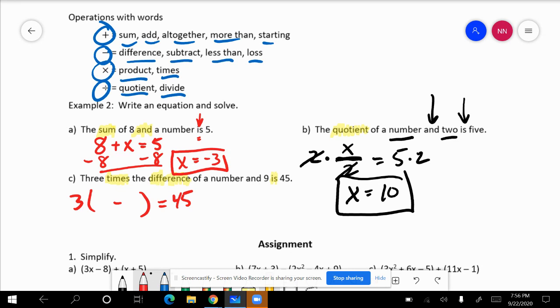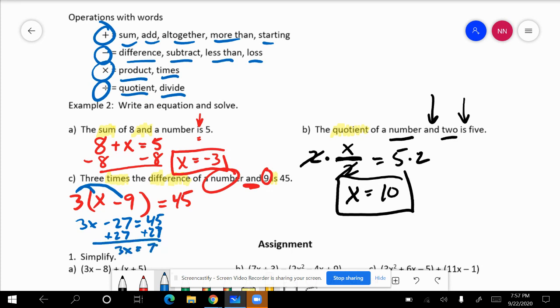Now, what are we subtracting? Remember, the and statement tells us. It says a number and 9. Order matters, so we put the number first and 9 second. Now, this is parentheses, so we know that we're going to distribute the 3 to each of the terms. 3x minus 27 is equal to 45. We're going to add the opposite. And that gives us 3x is equal to 72. And then we divide it by 3. And what we get is x is equal to 24.